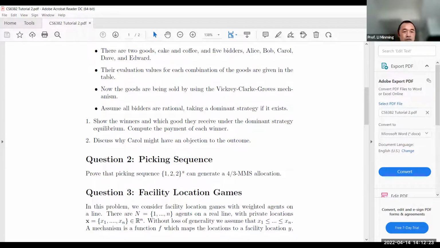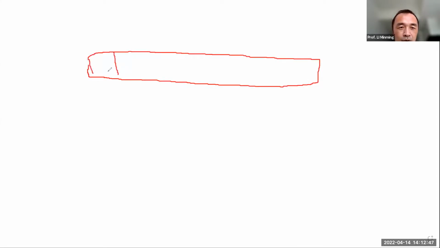Okay, so now we come to the very interesting question 2, picking sequence. Now this picking sequence, let me share the whiteboard because this has something to do with very easy calculation, but a really, really smart calculation. So the picking sequence is 1, 2, 2, right? So they say 1, 2, 2, 1, 2, 2.